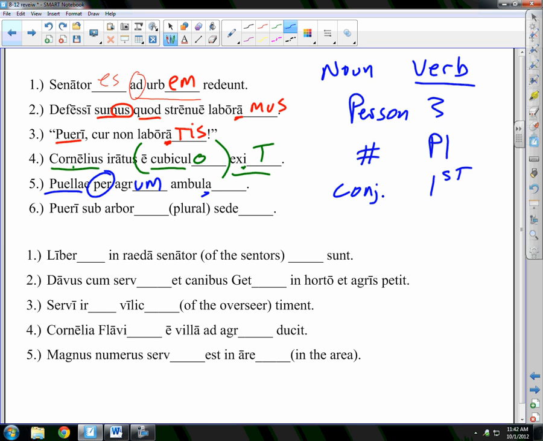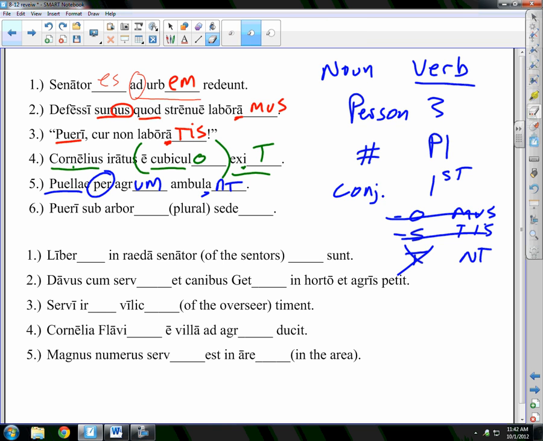So if I've said third person and plural, that means I can eliminate the first person, I can eliminate the second person. Those are gone. So I'm either going to put T or NT based on singular or plural. We said it was plural. T is gone. That leaves me with just the NT.